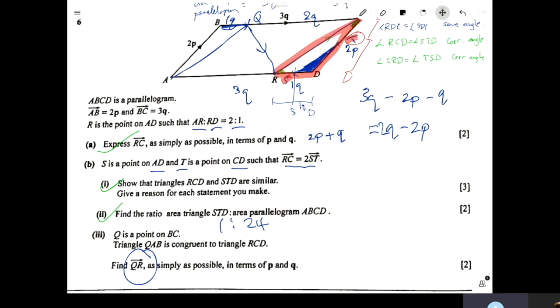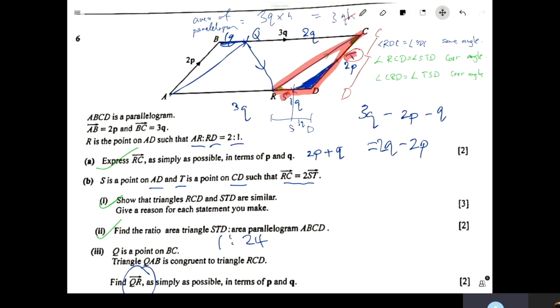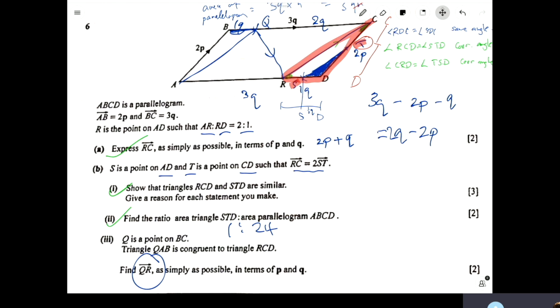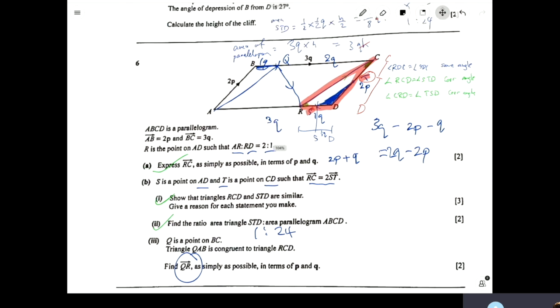According to your school prediction, there is a vector question. How do you find this vector QR? We've done this before, so you know how to do it. It's pretty okay. Definitely a few questions, a few ones that are a little bit trickier.